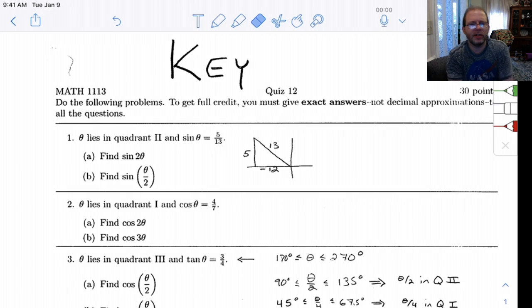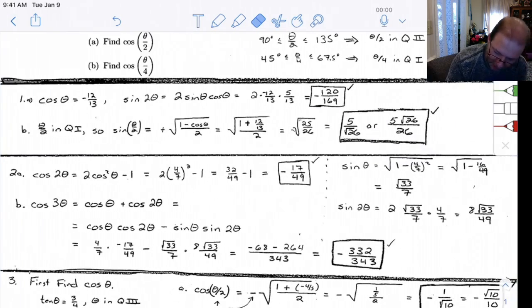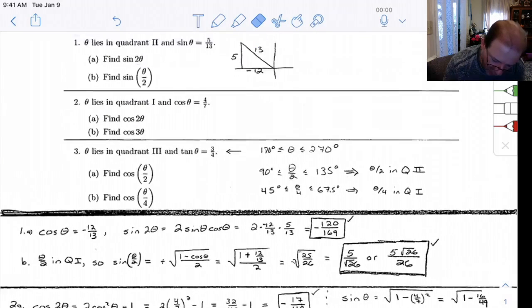Hey guys, a lot of people had some trouble on this quiz, so I want to take a few minutes and talk about the different problems. I've got them all already worked out here, and the key is on course. So I just want to talk through them somewhat quickly.